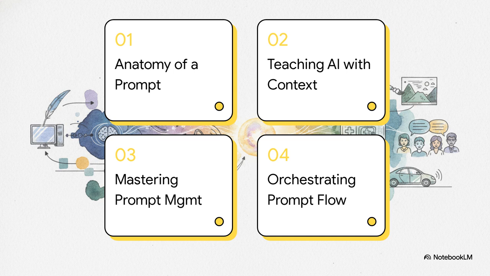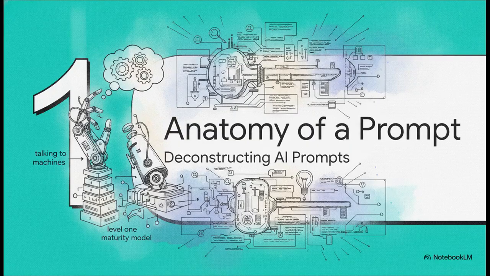Here is our roadmap for today. We'll cover 1. The anatomy of a perfect prompt. 2. Teaching AI with context. 3. Mastering prompt management. And finally, 4. Orchestrating with prompt flow. We're going to climb that ladder of generative AI complexity together. Okay, let's dive into this.